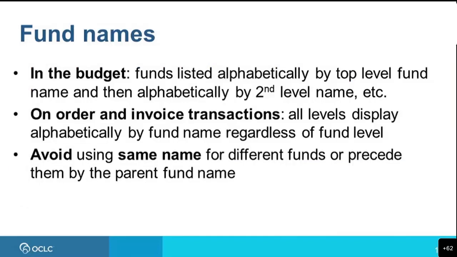Next, we're going to talk a little bit about fund names. As you're deciding on fund names, keep in mind that in the budget, funds are listed alphabetically by top-level fund name and then alphabetically by second-level name and so on. On orders and invoices, all levels display alphabetically by fund name regardless of the fund level. So it would be best to avoid using the same name for different funds.